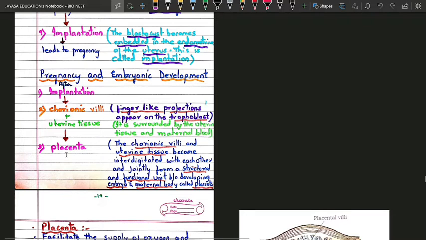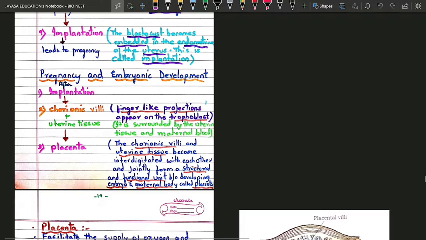So what forms the placenta? The chorionic villi and the uterine tissue become interdigitated with each other. Interdigitated in the sense, they just enter one inside the other, okay, with each other, and jointly form the structural and functional unit between the developing embryo and maternal body, called the placenta.